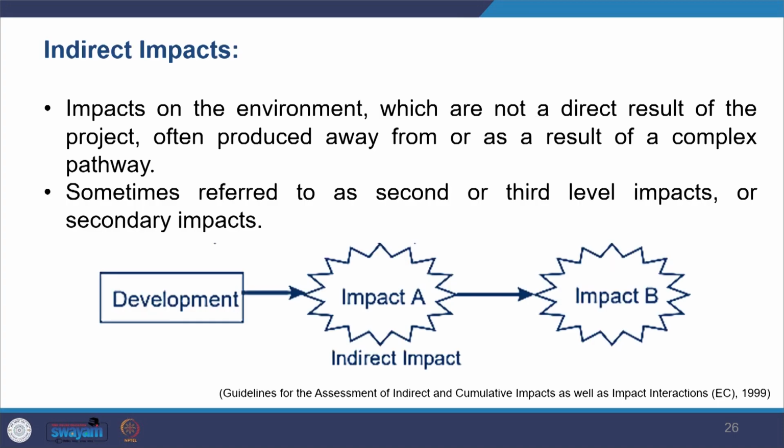Further, you can see indirect impact. How do we differentiate it from cumulative impact, or there might be overlapping understanding here. Indirect impacts are impacts on the environment which are not a direct result of the project, often produced away from it or as a result of a complex pathway. That is said to be an indirect impact, sometimes referred to as a second or third level impact or secondary impact as well. We had seen this in our initial lecture.